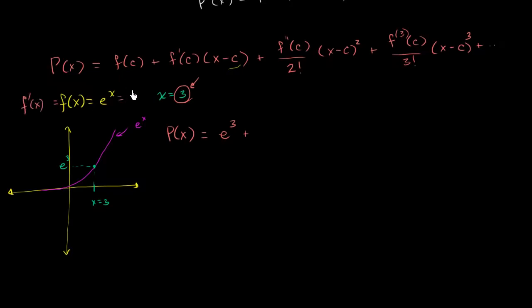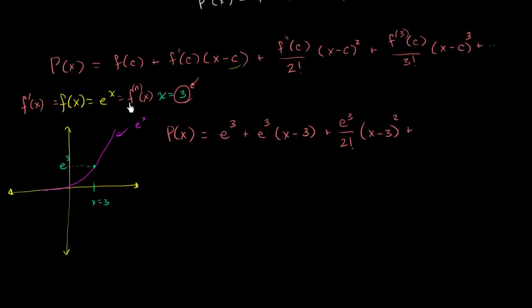Frankly, this is the same thing as the nth derivative of f of x. You can just keep taking the derivative of this, and you'll get e to the x. So f prime of x is e to the x. You evaluate that at 3. You get e to the third power again, times x minus 3. Plus the second derivative of our function is still e to the x. Evaluate that at 3. You get e to the third power over 2 factorial times x minus 3 to the second power. And then we can keep going.